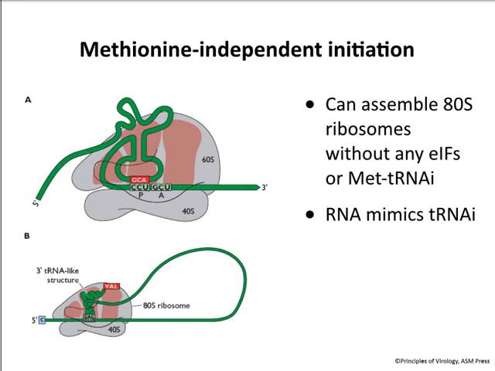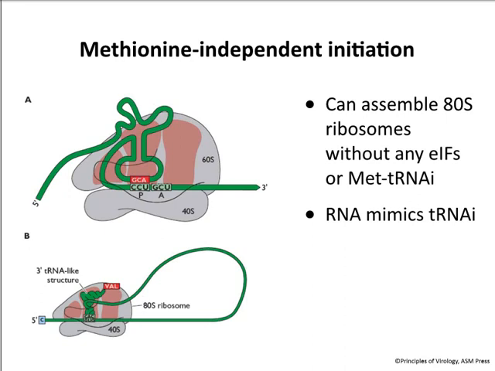Here's another example at the bottom, also a viral RNA genome. This happens to be a plant virus RNA. I think this is really neat also. So this happens to be a capped mRNA. So this attracts the initiation complex via the cap. But again, it's not initiated with methionine.